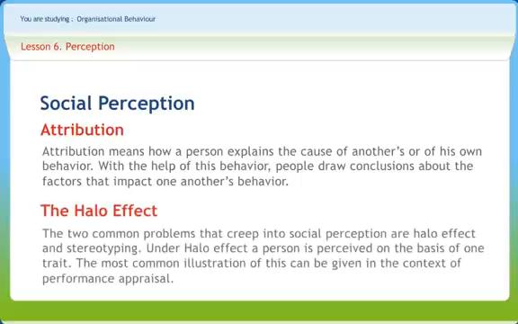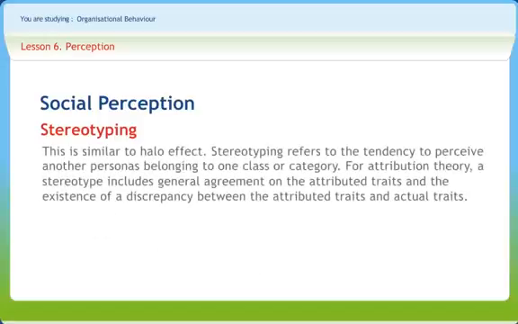The two common problems that creep into social perception are halo effect and stereotyping. Under halo effect, a person is perceived on the basis of one trait. Stereotyping is similar to the halo effect. Stereotyping refers to the tendency to perceive another person as belonging to one class or category. For attribution theory, a stereotype includes general agreement on the attributed traits and the existence of a discrepancy between the attributed trait and the actual trait. Stereotyping affects social perceptions in organizations.